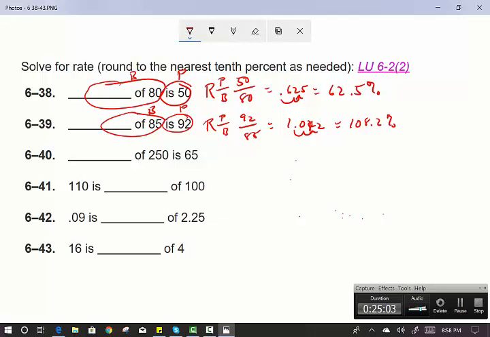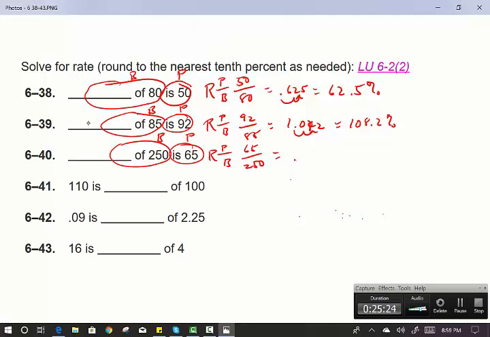Okay, number 40, the number associated with "is" or "equal" is your part. The number that follows "percent of" is your base. We're going to solve for the rate again, which is part divided by base. So that's 65 divided by 250, and that's going to equal 0.26 on your calculator. Move the decimal point 2 places to the right to make it 26%. So 26% of 250 is 65.